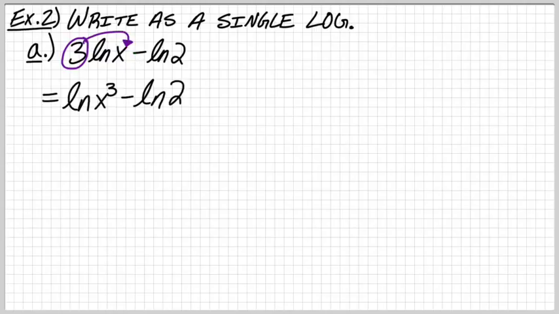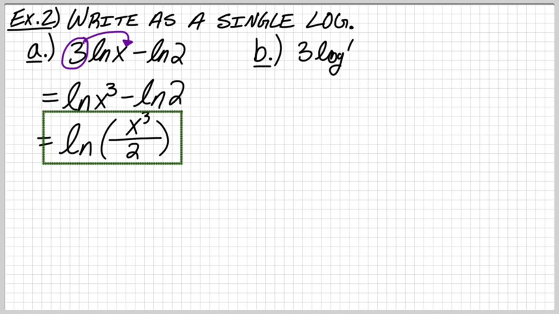So I got the ln of x cubed minus the ln of 2. And now you can go ahead and write it as one big logarithm. So you have the difference of two logs. They're the same kind of log. They're both ln. So we can write this as ln, one big logarithm. So I should only see the word ln one time, and inside that's where I see the fraction. So it's x cubed divided by 2. Okay, so that one is written as a single log.